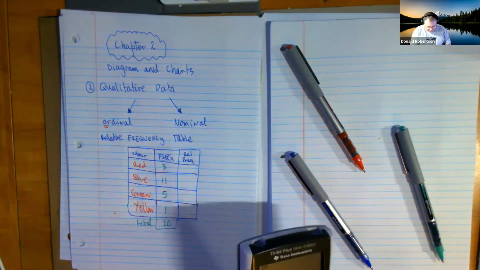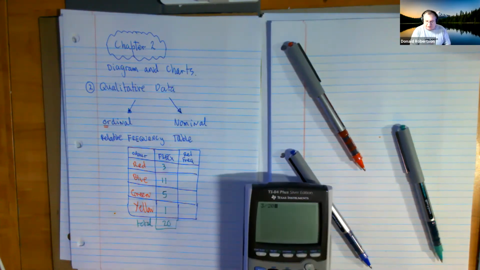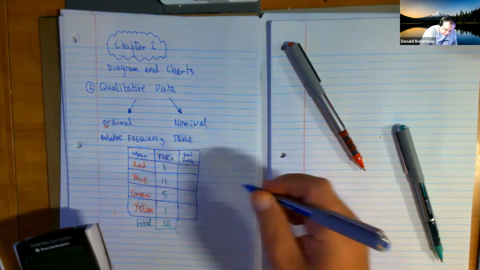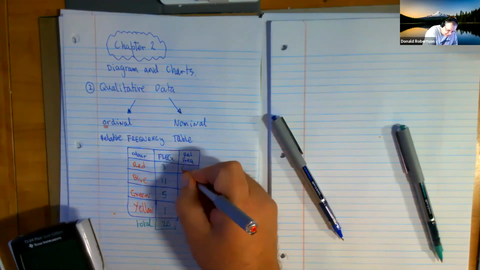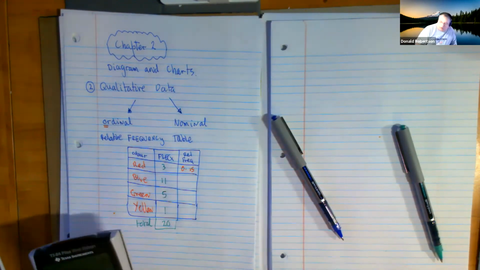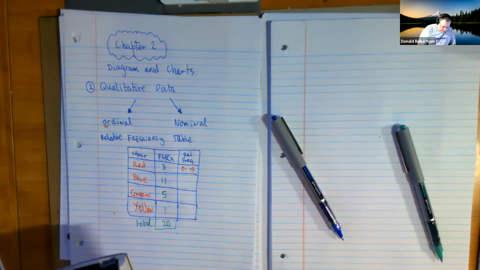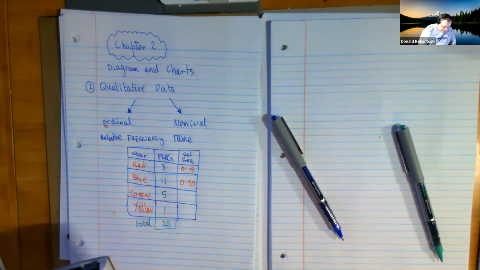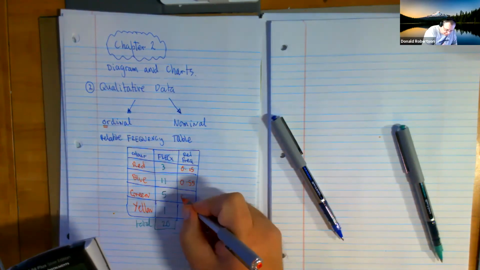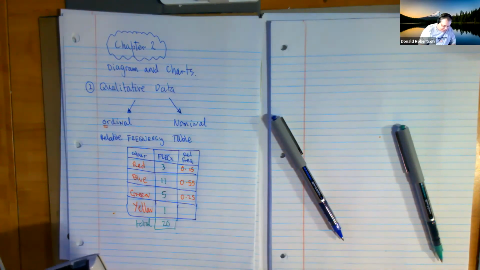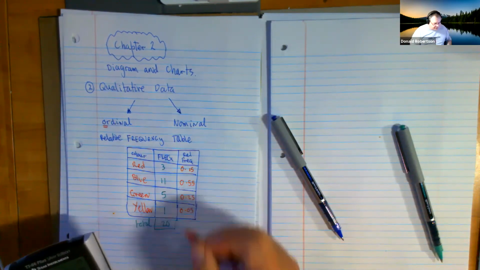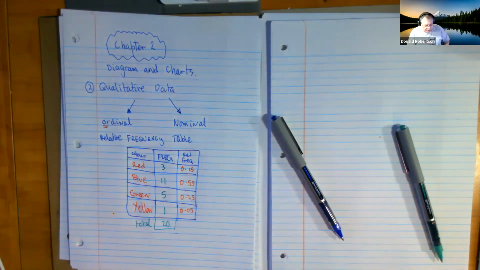So you either turn 3/20, which is this guy here, you leave it as a fraction, or you turn it into a decimal. And it's quite common, I think I'll go back to red, it's quite common that you use a decimal, right? So 11 who liked blue, the relative frequency for that would be 0.55. For the green, the answer would be 0.25. And lastly, the unhappy yellows, it would be 0.05. So that would be called a relative frequency table.